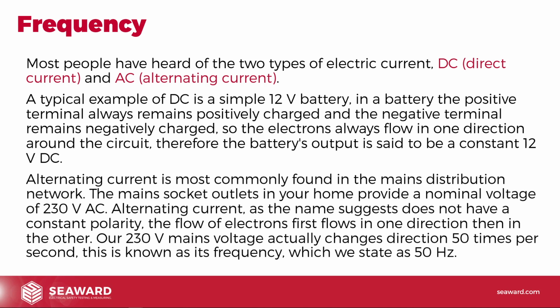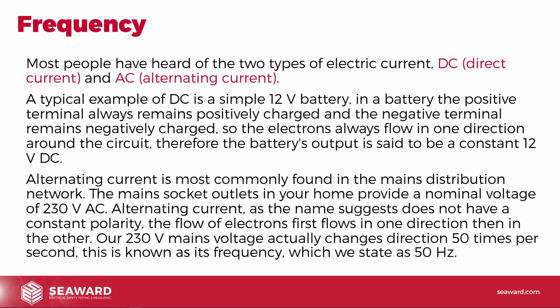Alternating current is most commonly found in the mains distribution network. The main socket outlet in your home provides a nominal voltage of 230 volts AC. Alternating current, as the name suggests, does not have a constant polarity. The flow of electrons first flows in one direction, then in the other. Our 230 volts mains voltage actually changes direction 50 times per second. This is known as its frequency, which we state as 50 Hertz.